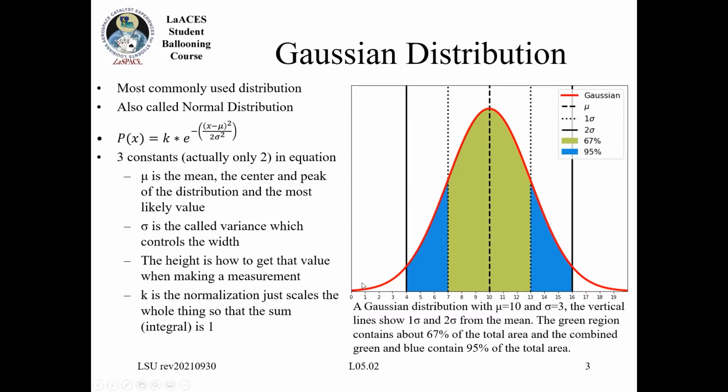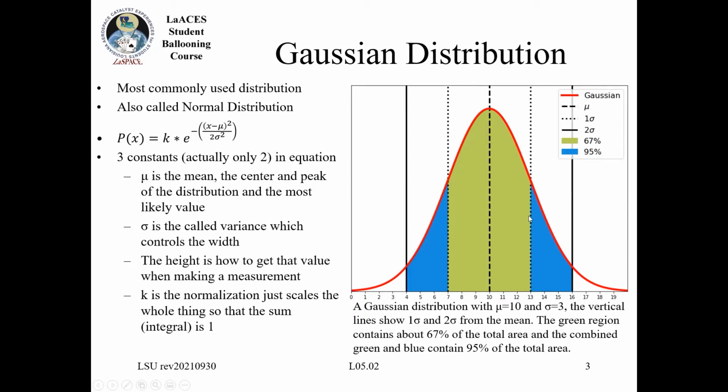So you can see here, this is basically just an arbitrary example of what this should look like. In particular, you can see that for this case, the mean value mu is at 10, right? It peaks at 10. In particular, the sigma is 3. And then I've gone in here and shaded in the regions 1 sigma and 2 sigma from the peak.